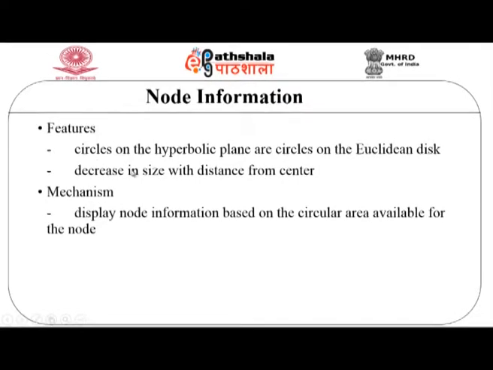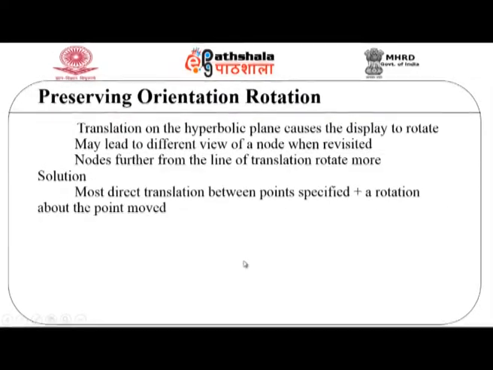The next one is the node information. Some of the features of the node information are circles on the hyperbolic plane or circles on the Euclidean disk, and this decreases in size with the distance from the center. The mechanism used is to display the node information based on the circular area available for the node. The next issue that we come across is preserving the orientation, or rotation.